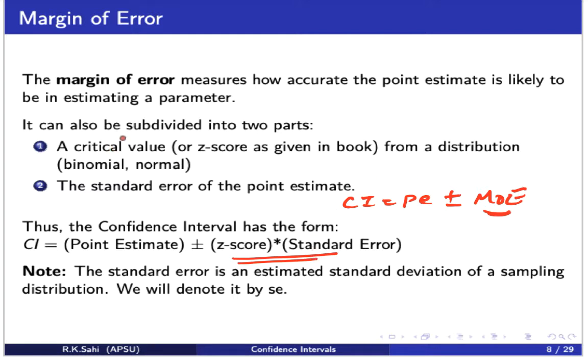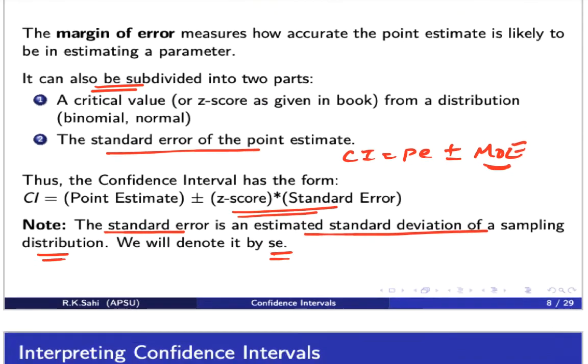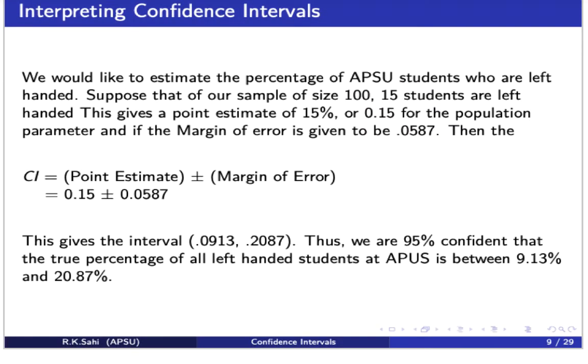The margin of error is further divided into two parts: a critical value from the given distribution and the standard error of the point estimate. Once again, what do we mean by standard error? Standard error is the estimated standard deviation of a sampling distribution, and we denote it by SE. Now, how would we interpret a confidence interval? As I said, a confidence interval is a point estimate plus minus margin of error.